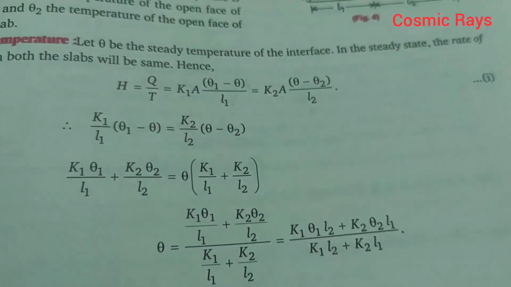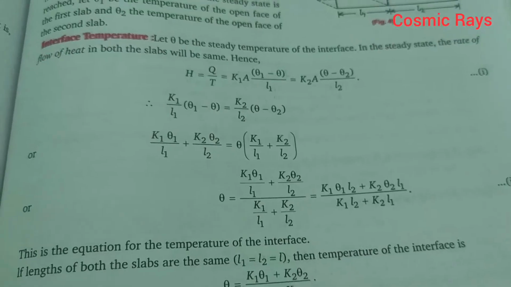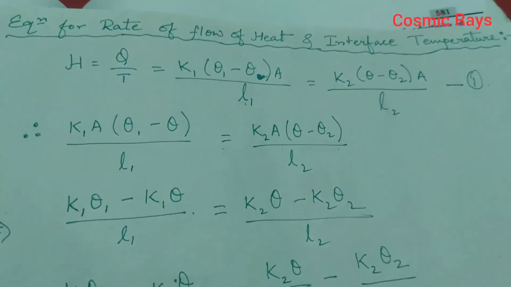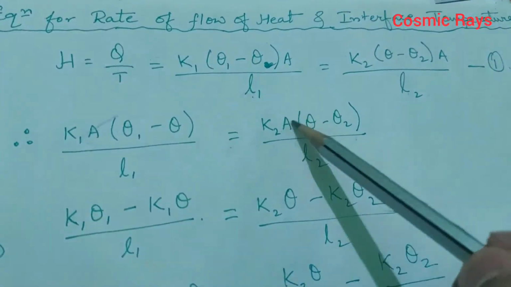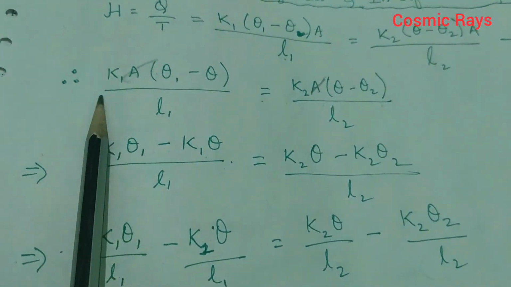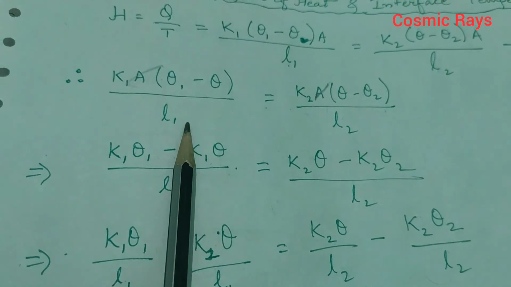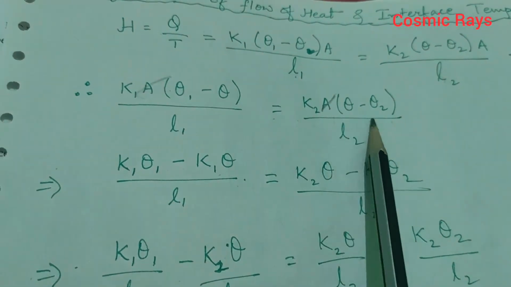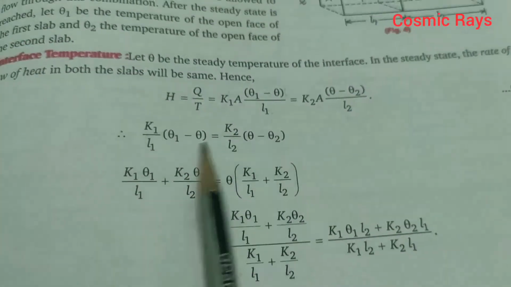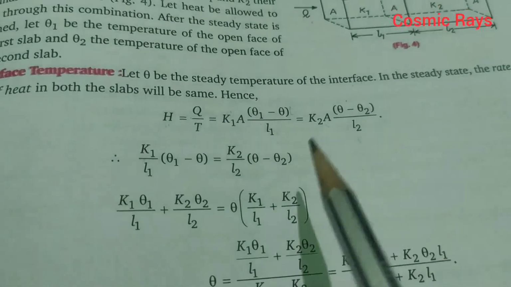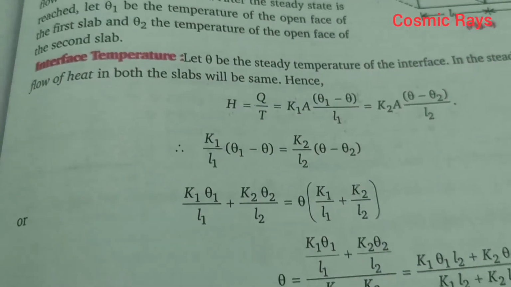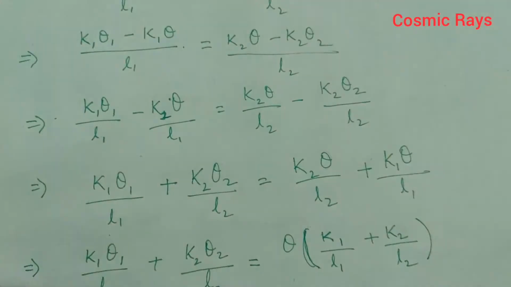In case you don't understand, then you can see it here. What we have done is this A and this A get cancelled out. So we have K1 theta 1 minus theta upon L1 equal to K2 theta minus theta 2 upon L2. This is what we have here. Now after this, there are a few steps in between these two, which I have explained here. You can check.